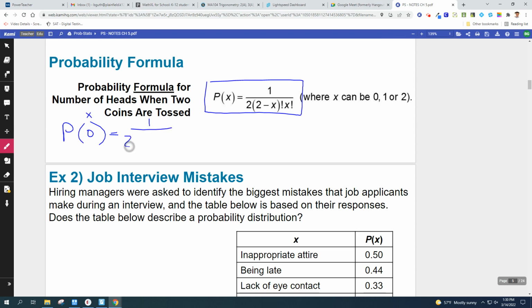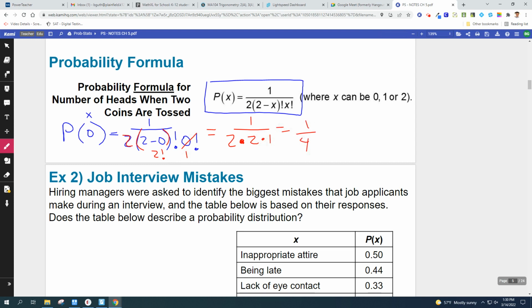The formula says 1/2 times 2 minus x is 0 factorial, and then x is 0 factorial. Now it's important to know that 0 factorial is just defined as 1. Otherwise, we're just going to calculate this. There's 1 on the top, and then we've got this 2, and inside parentheses, 2 minus 0 is 2. So this would be 2 factorial. 2 factorial is 2 times 1, so that's going to be 2. And 0 factorial is 1.